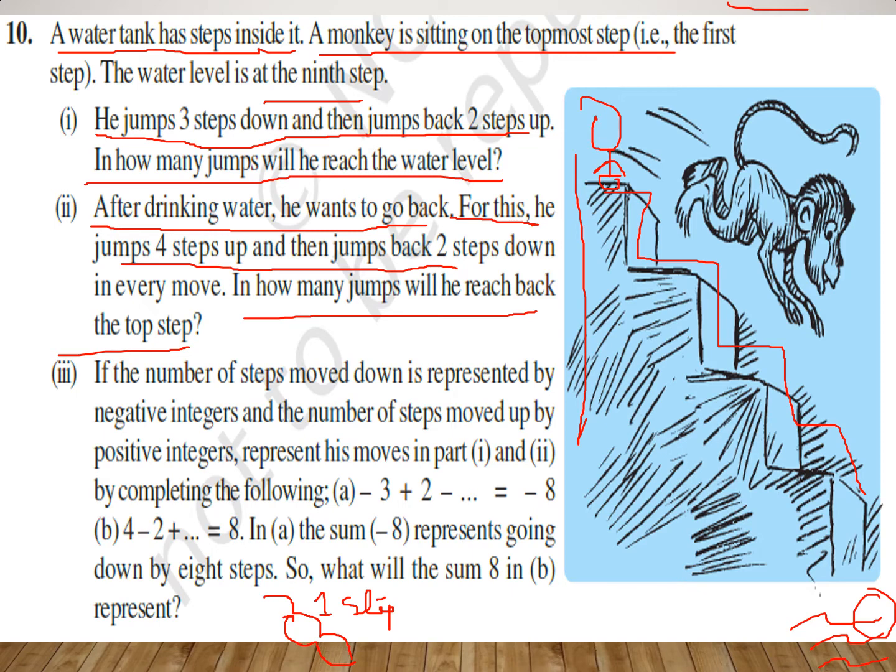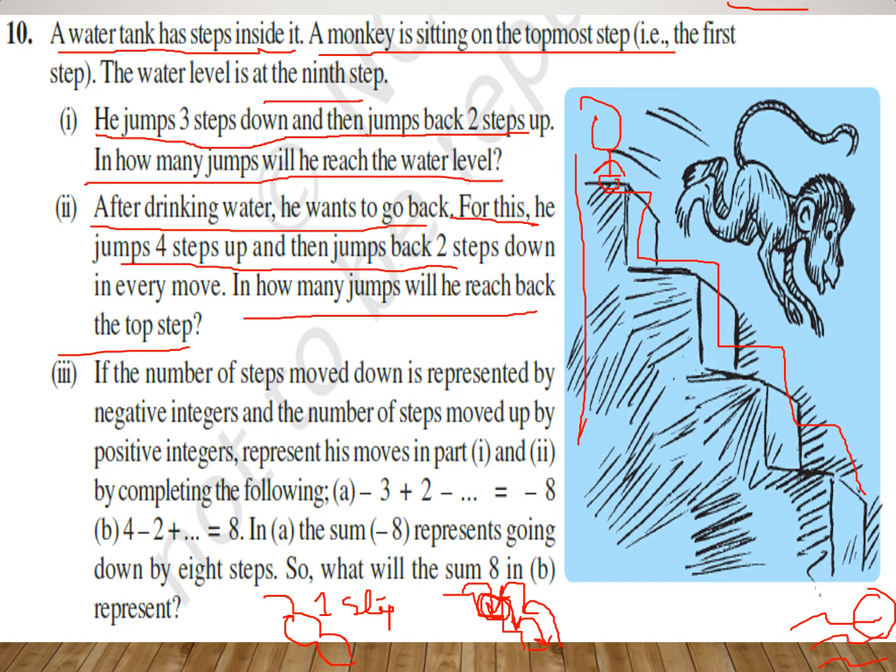Let's read the first part again. It is saying the monkey is at the first step, water is at the ninth step. Monkey jumps three steps, so he jumps three steps down. One step down, two step down, three step down. Then comes back like this, two steps. One step up, second step up. So where is he finally? At the second step only. So this will be used in the next slide.